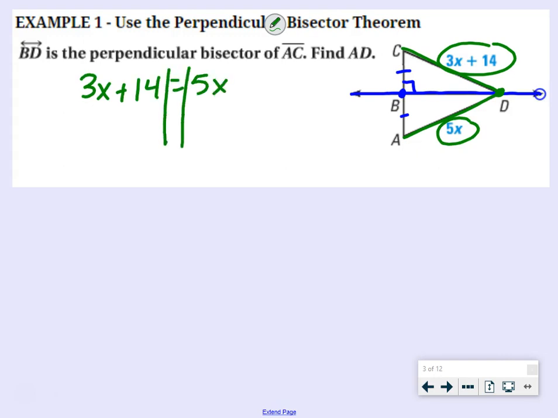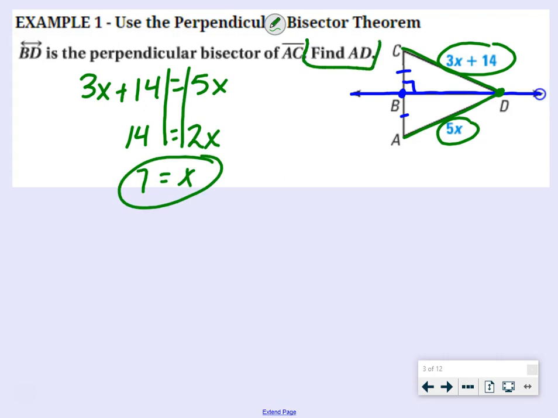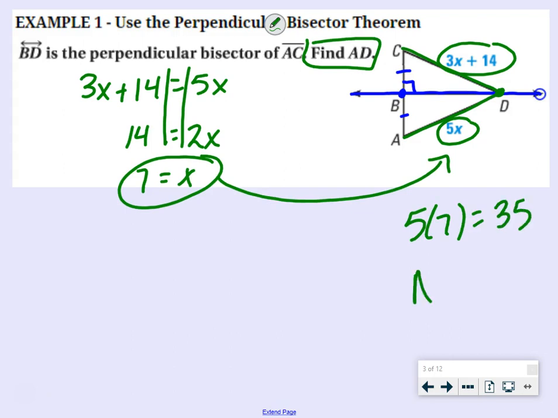Solve for x, subtract 3x on both sides, we get 14 equals 2x, and then divide by 2, we get x equals 7. However, we want to find AD, so we need to plug 7 in here. Do 5 times 7 equals 35. So AD equals 35.